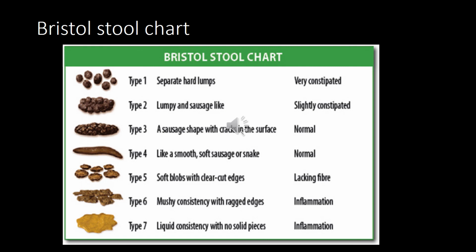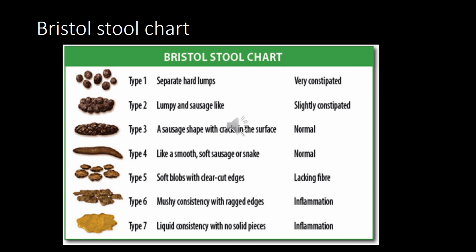Okay, here we come to the Bristol stool chart, or the Bristol stool classification. There are 7 types of stool according to their presentation. In type 1, the stool material is separate hard lumps, and it happens in a very constipated form. Similarly, we go through the different types: lumpy and sausage-like is slightly constipated; a sausage shape with cracks in the surface is normal. The fourth type is a smooth soft sausage or snake-type presentation. It also occurs in a normal situation.